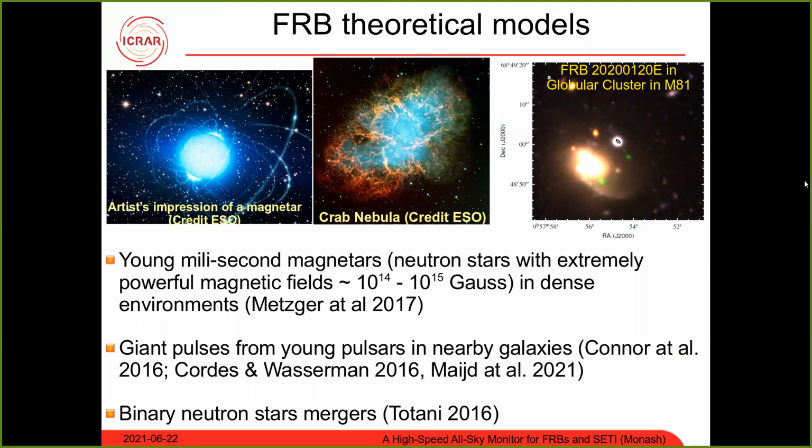Recently, actually very recently, there was an interesting glitch in this picture, because one of the FRBs, I think repeating FRB 20200120E, was detected in a globular cluster in the galaxy M81, a very nearby FRB. Interestingly, globular clusters are quite unlikely places for young neutron stars like magnetars to be. Hence, it's quite a bit against the theory.